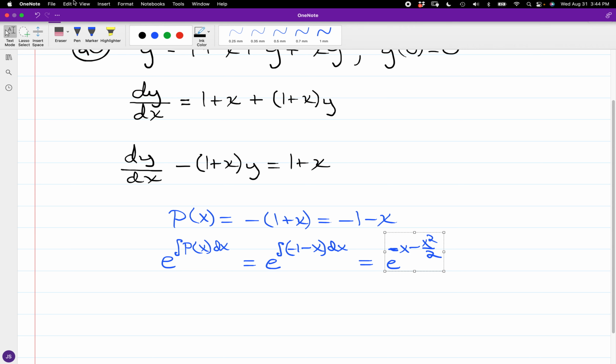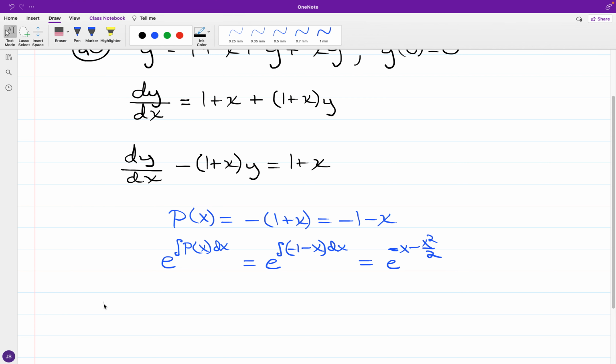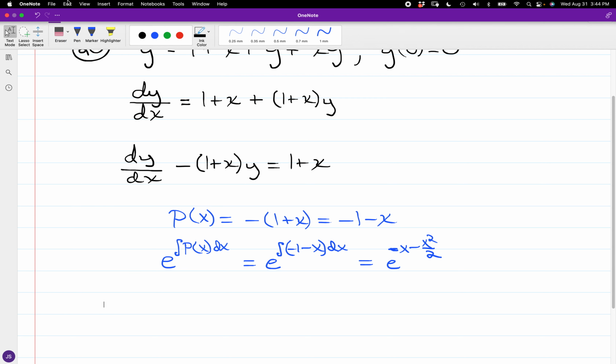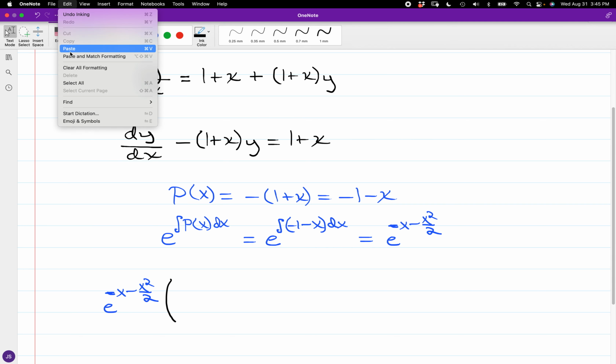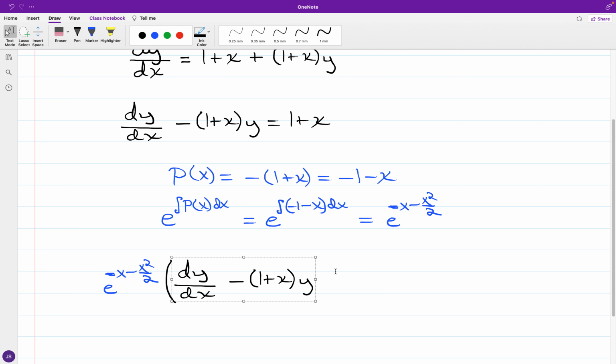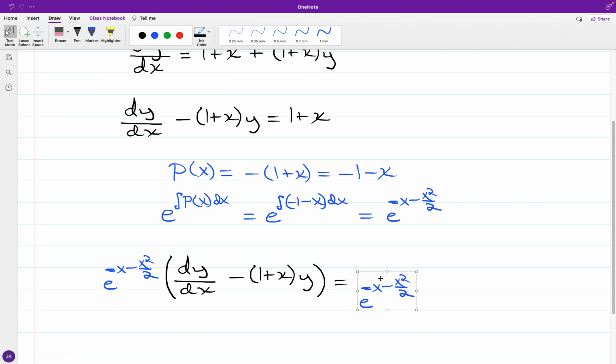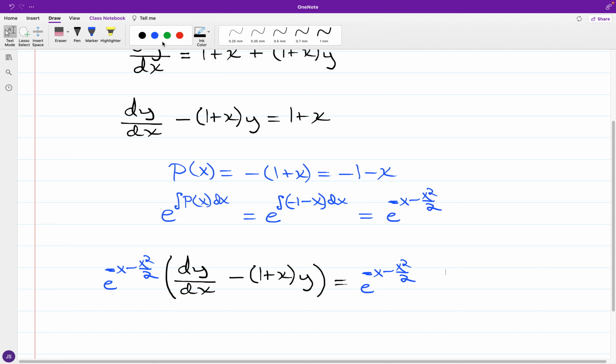And we can multiply all the terms in the equation from the standard form by the integrating factor. I'll just use a little bit of a shortcut. So I have e to the negative x minus 1/2 of x squared times dy over dx minus the quantity of 1 plus x times y, and that is equal to the same factor times all of 1 plus x.